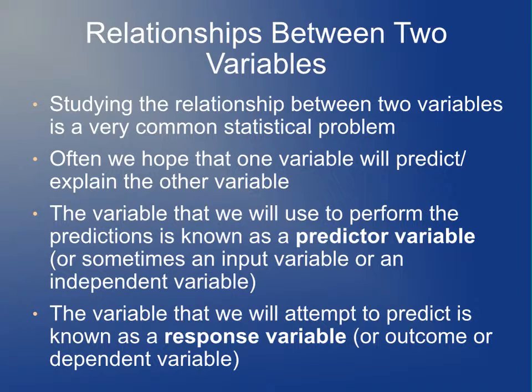In general, a variable that's used to predict the other variable is known as a predictor variable, or sometimes an independent variable or an input variable. The variable that we're trying to predict would be a response variable, or sometimes an outcome or dependent variable.